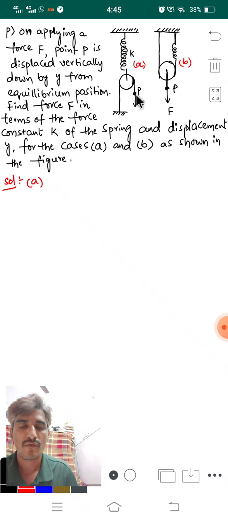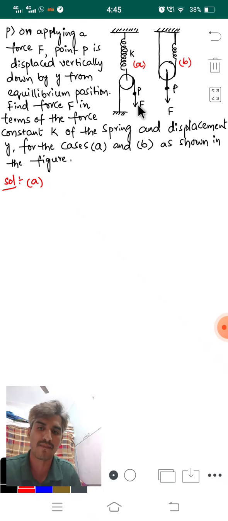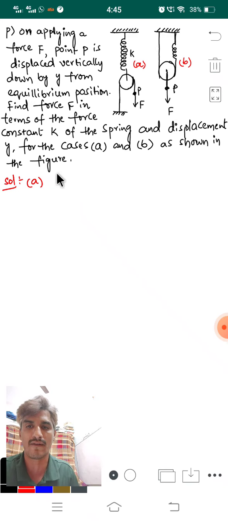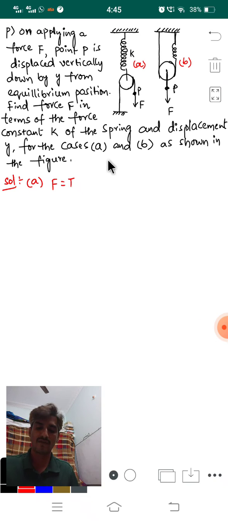In this, we know that tensional force is a self-adjusting force. Whatever force we may apply on the string, the same tensional force will be developed. Therefore, F is equal to T. Why? Because tensional force is a self-adjusting force. F is equal to T.